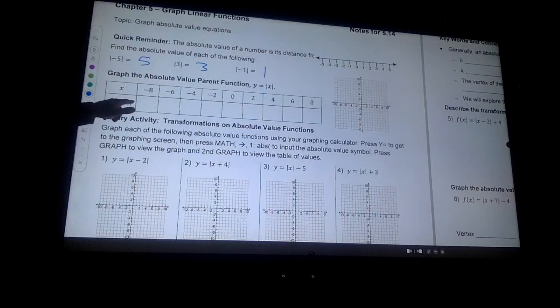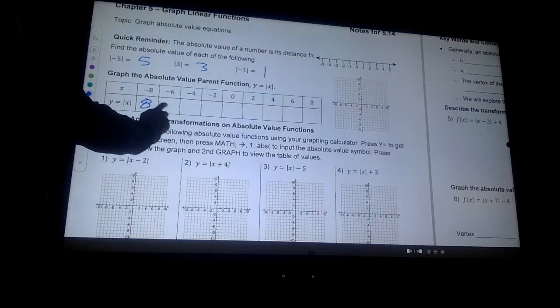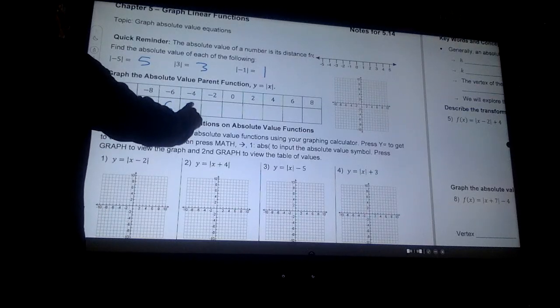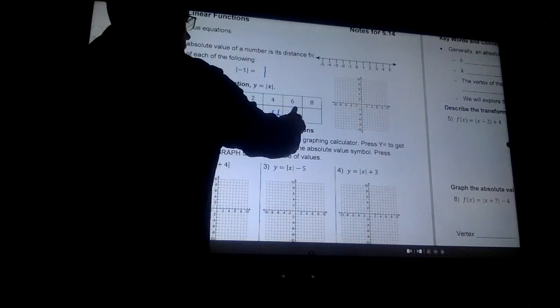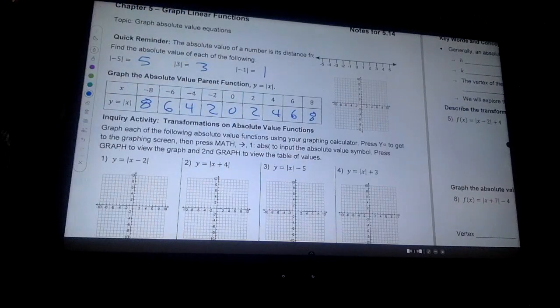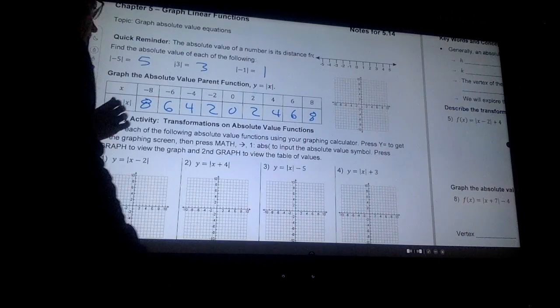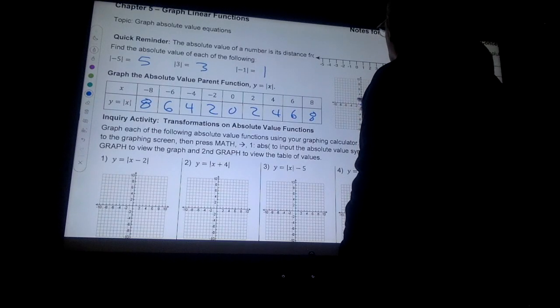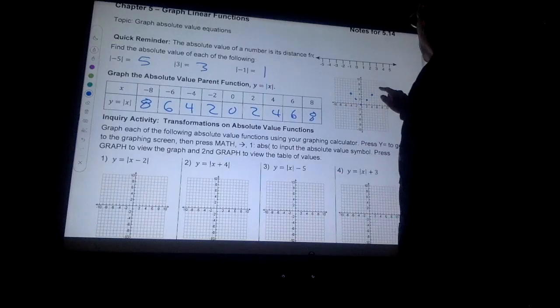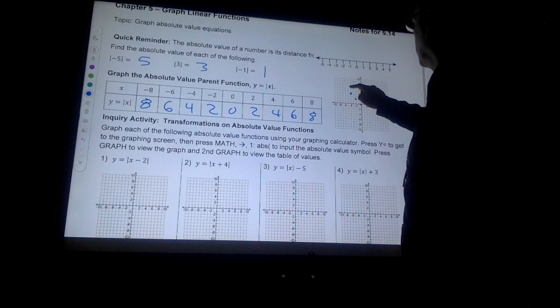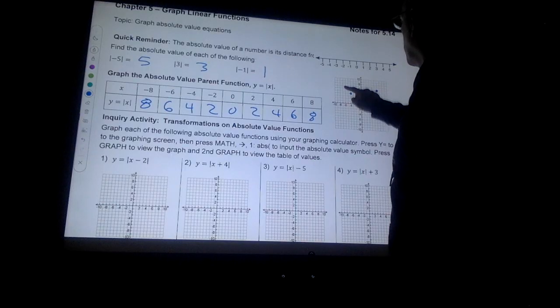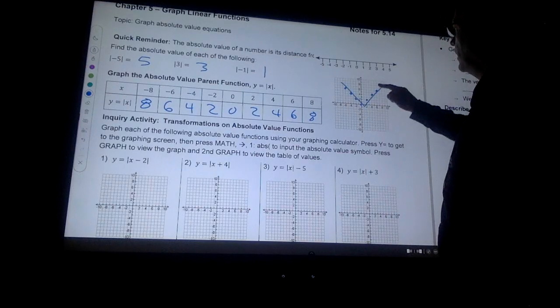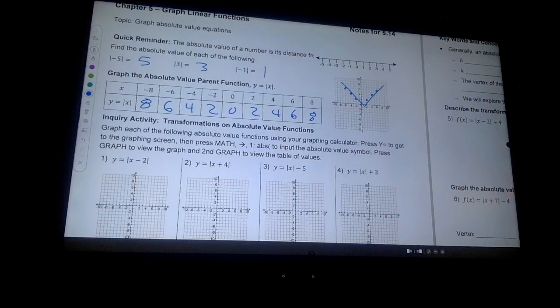So if I plug x in, absolute value of negative 8 is 8. Absolute value of negative 6 is 6. Absolute value is 4, 2, 0, 2, 4, 6, 8. You'll see that they kind of repeat, which is what you want. If we had graphed this, you'd have 0, 0, then 2, 2, negative 2, 2, 4, 4, negative 4, 4, 6, 8, negative 6, 8. Look at that V it makes. So an absolute value graph looks like a big V, okay?